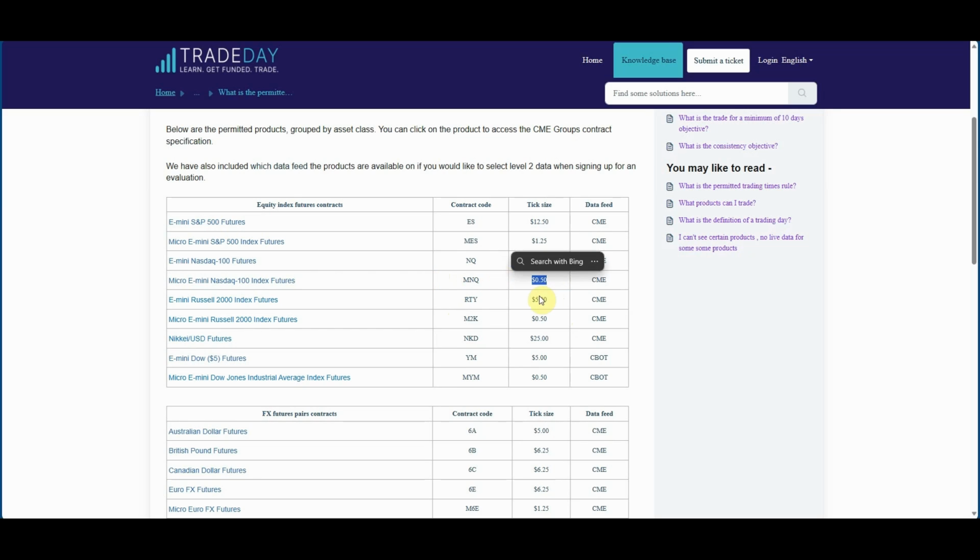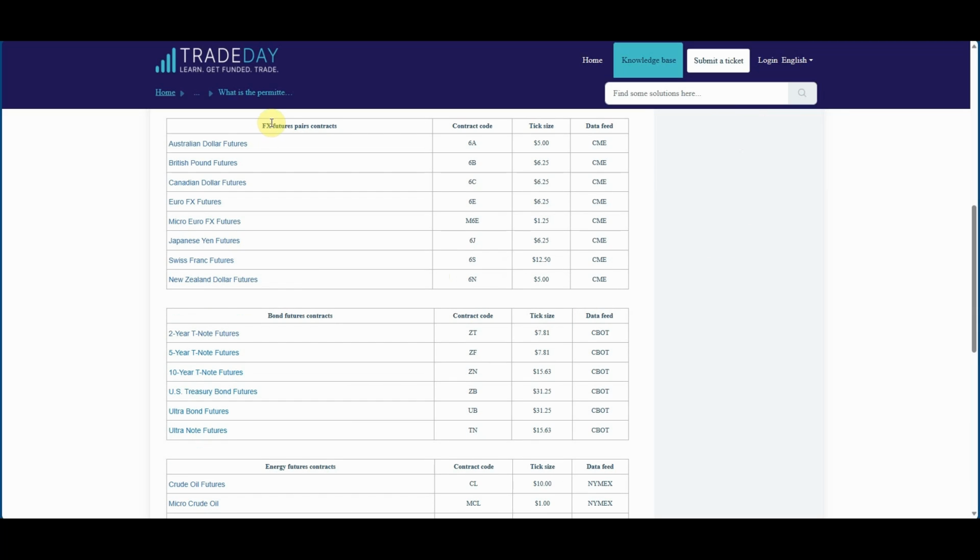So it's one thing to keep in mind, but the Nikkei at $25 a tick, you don't have to get too many ticks right for that trading day to hit that 30% target of the total profit. We've also got some FX futures pairs, so you've got the Aussie dollar, British pound, Canadian dollar, euro, Japanese yen, Swiss franc, which is known as the CHF in a lot of your CFD charts, and the NZD or New Zealand dollar. They've got the tick size here, which is really helpful.